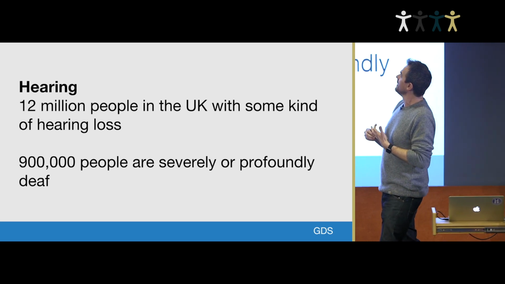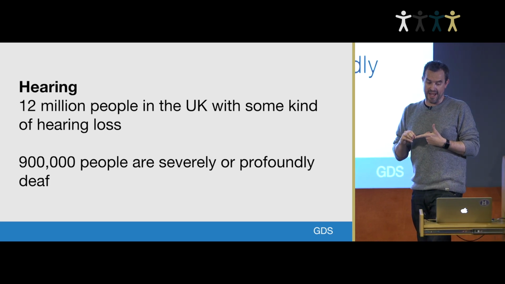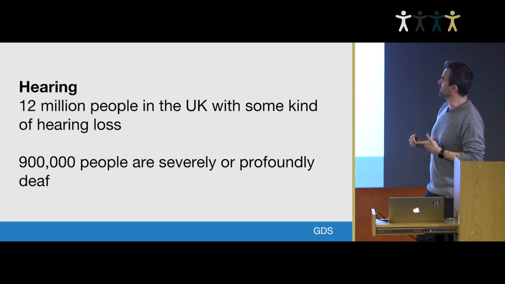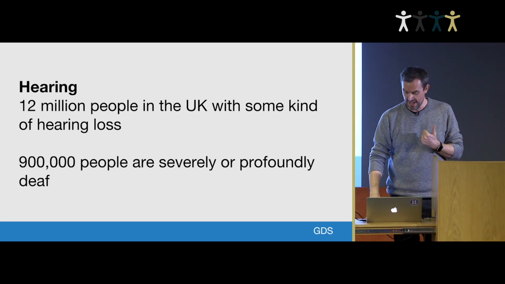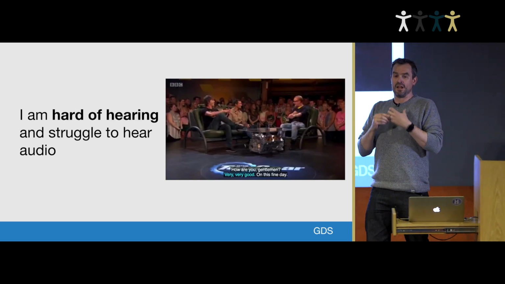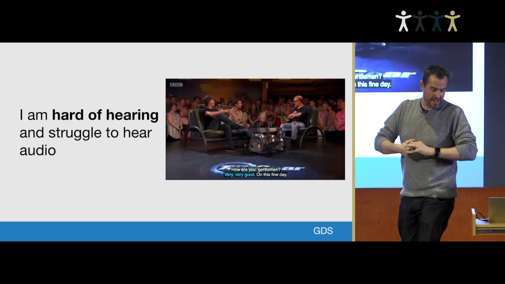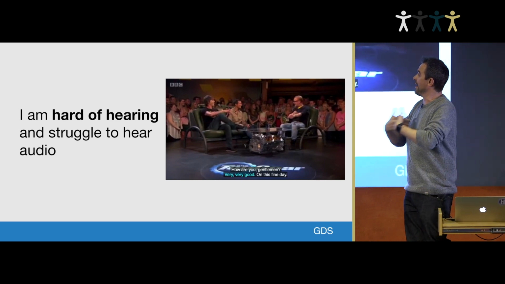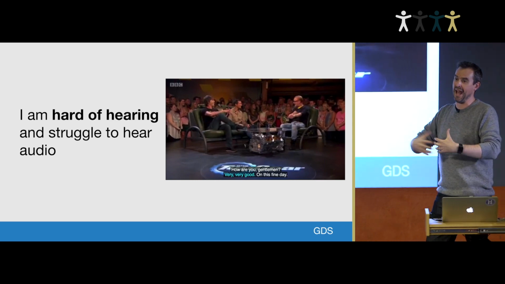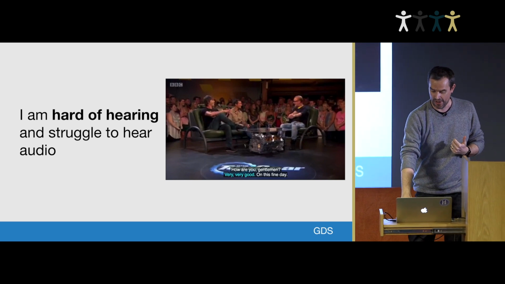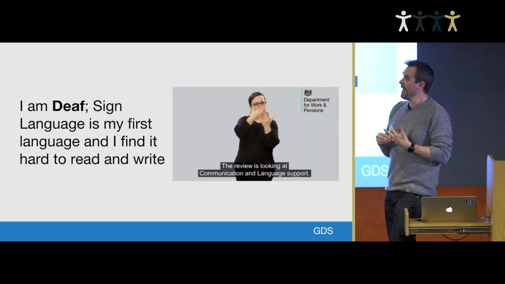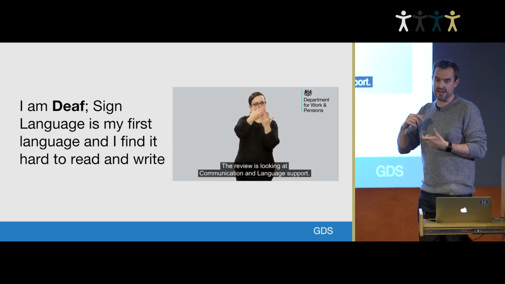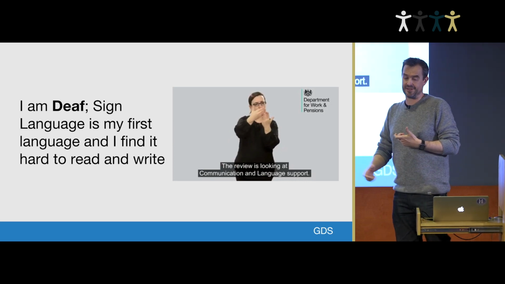If we look at hearing, there are 12 million people in the UK with some kind of hearing loss and 900,000 people that are severely or profoundly deaf. So again, this does mean that some of your users will be hard of hearing and will struggle to hear audio, so may require captions to get access to any audio content. And there are people that use sign language as their first language and therefore may find it hard to read and write English.